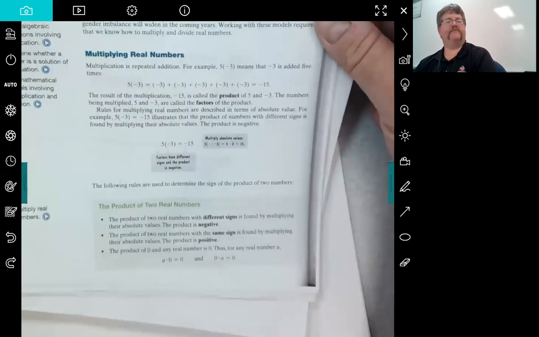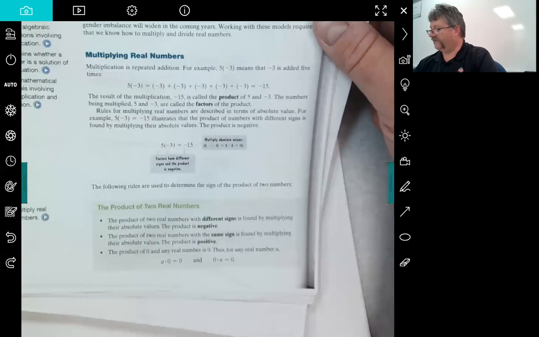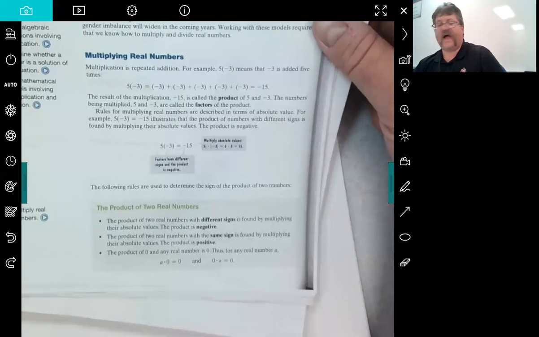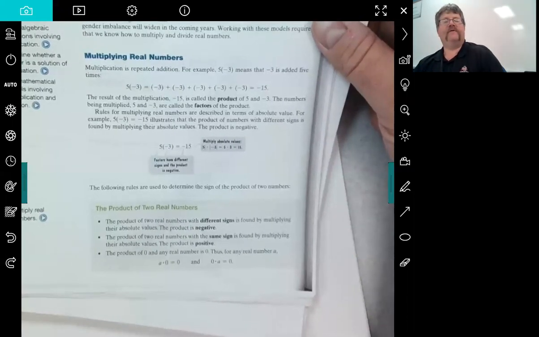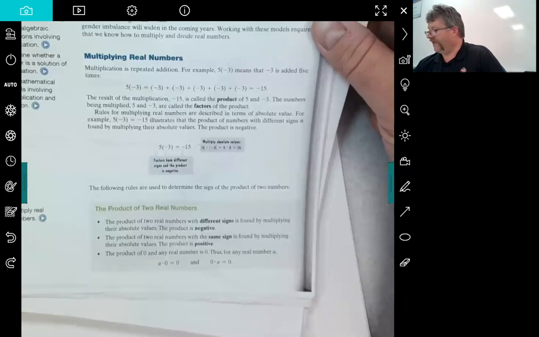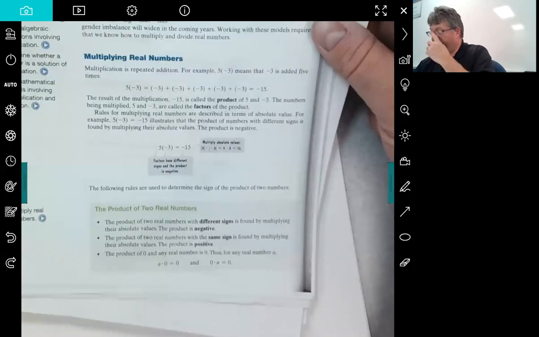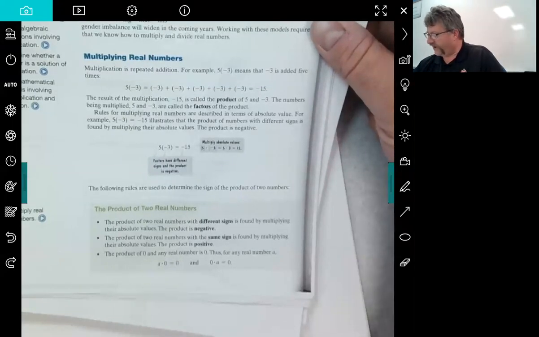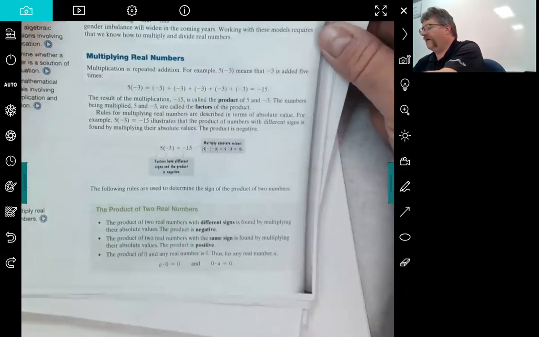All right, if we look at the bottom, the product, that means multiply, of two real numbers with different signs is found by multiplying their absolute values, and the product is negative. The product of two real numbers with the same sign is found by multiplying their absolute values, and the product is positive. The product of 0 and any real number is 0, okay? All right, what do we say?